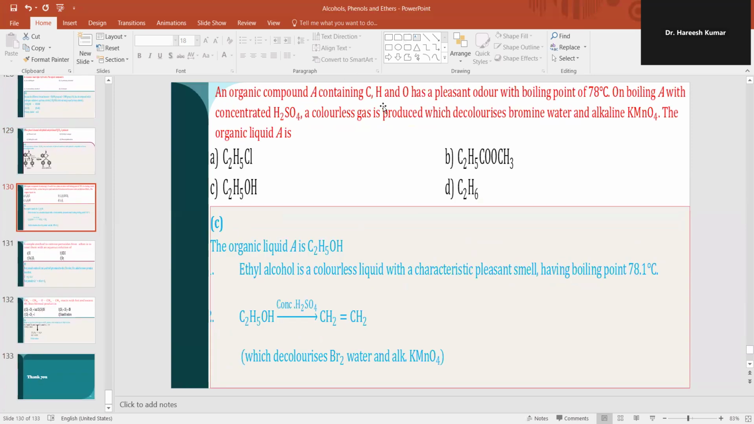So an organic compound A containing carbon, hydrogen, oxygen has a pleasant odor with a boiling point of 78 degrees. On heating A with concentrated sulfuric acid, a colorless gas is produced which decolorizes bromine water and alkaline KMnO4. The organic liquid is alcohol. That means alcohol on treating with sulfuric acid forms an alkene. This alkene decolorizes the bromine as well as the KMnO4 color.